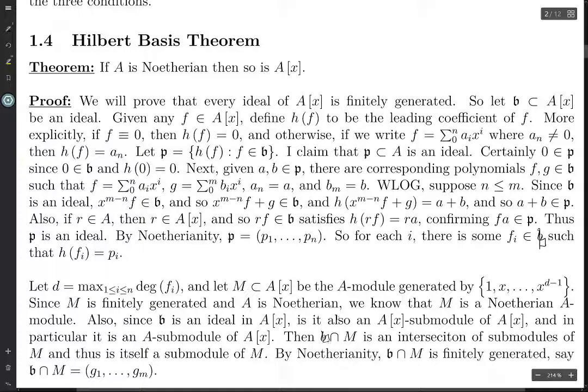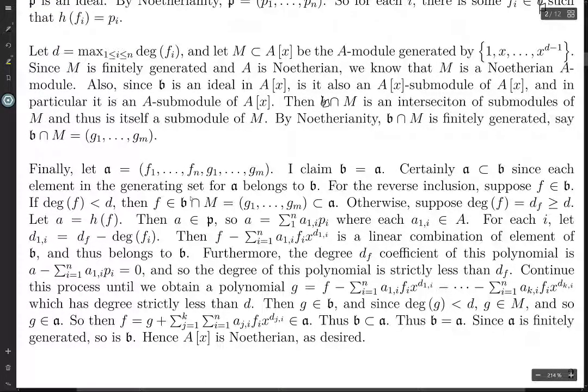So now we have fancy B and M as A modules. This intersection is an intersection of submodules, and thus it is a submodule. Therefore, by Noetherianity, it's finitely generated, say by elements G1 through Gm. So the Pi's are in the ring, the Fi's are in the polynomial ring, and the Gi's are in the polynomial ring as well, but they have degree less than or equal to d minus 1. Finally, let A be the ideal in the polynomial ring generated by the Fi's and the Gi's. I claim that B is A.